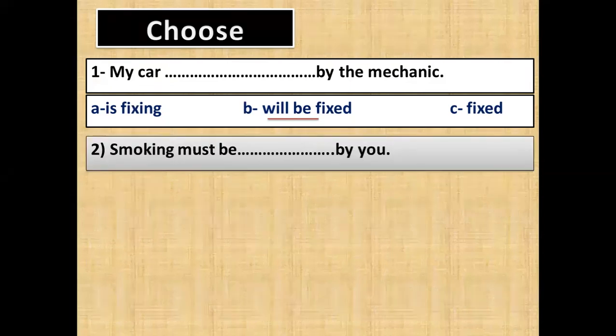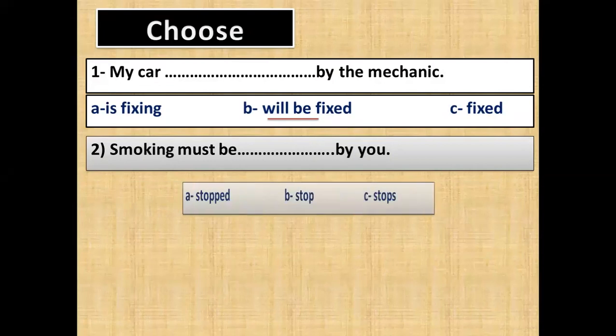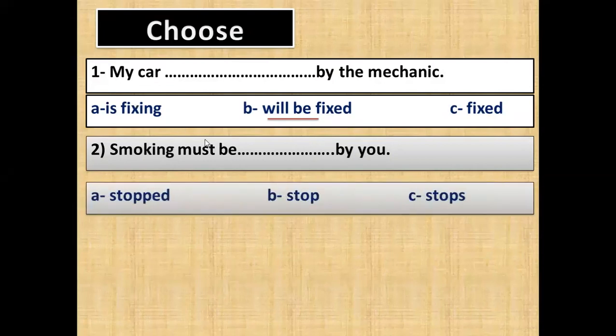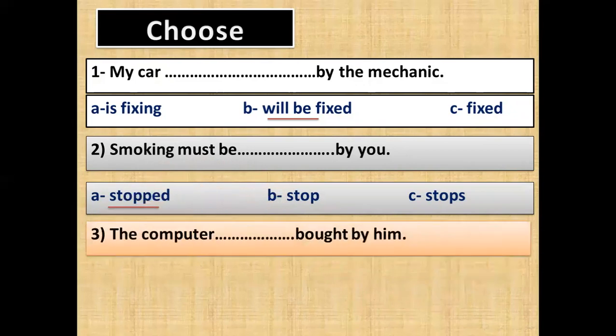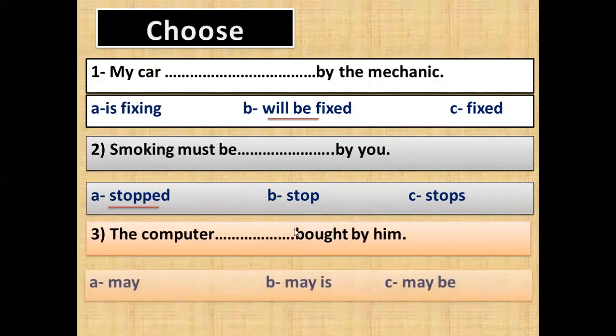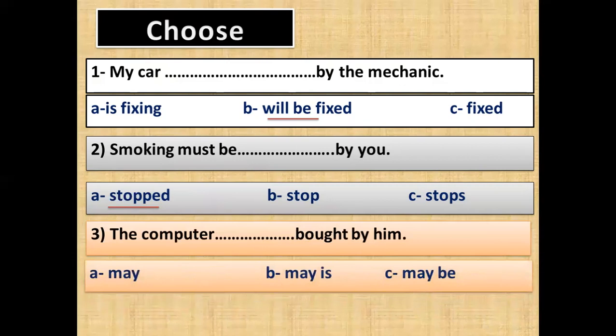The car must be stopped by you. Stopped, stop, stops. There is a modal verb plus be, and it's in passive. I will choose the past participle stopped. Number three, the computer may be, or may is, used by them. It's passive, so I will choose may be. Next, I ask you to change into passive. You will have some sentences that are active, and I ask you to change them into passive.